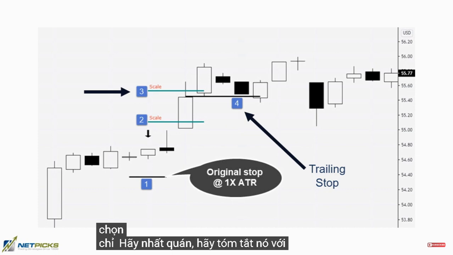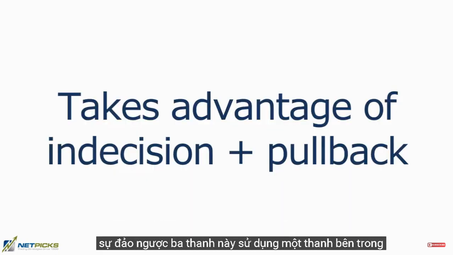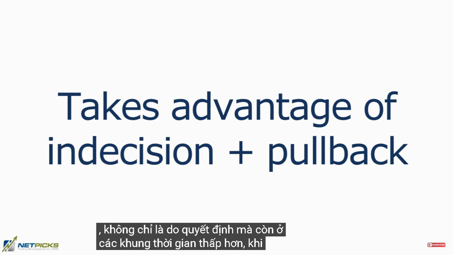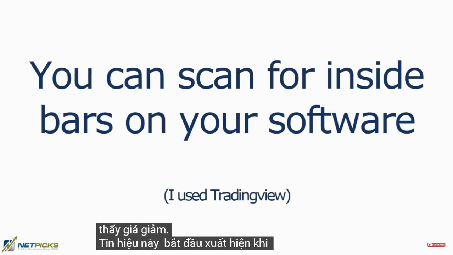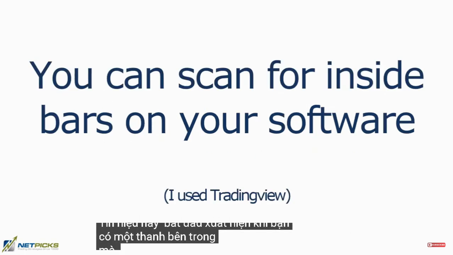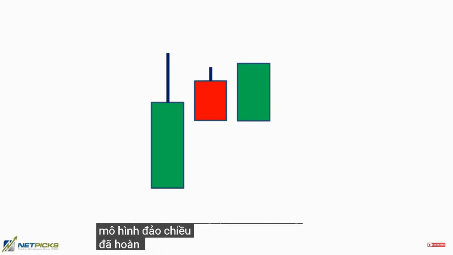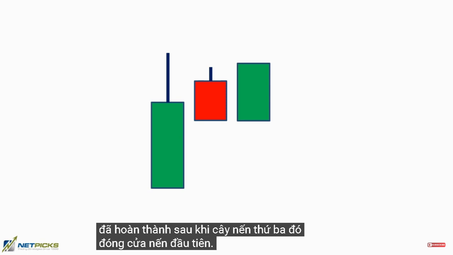So let's wrap it up. This 3-bar reversal uses an inside bar and takes advantage of the indecision in the market. Not only is it indecision, but on lower time frames than your setup, you're going to actually see a pullback in price. This signal begins to show up when you have an inside bar that you can easily scan for. The reversal pattern is complete once that third candle takes out the close of the first candle.